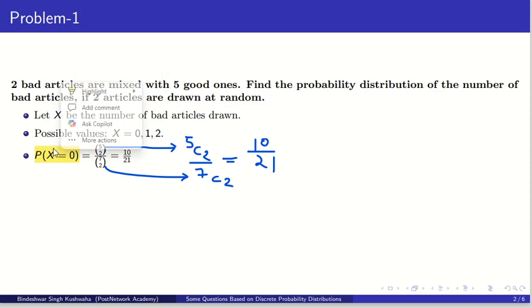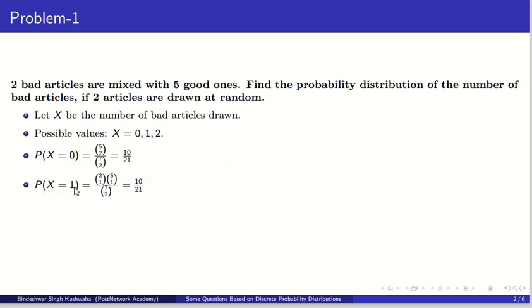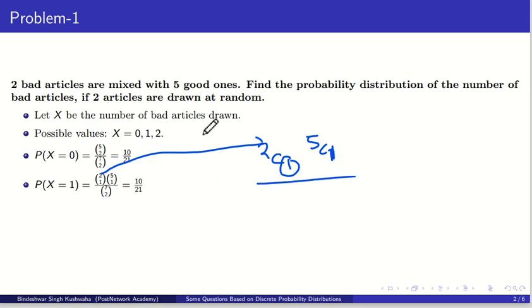In the same way, for X equal to 1, because there are only 2 bad articles, one may be bad and one may be good. So out of 2, one is bad, and out of 5, one is good, which is 2C1 times 5C1. And out of 7, the sample size is 7C2. So that will also come to 10 upon 21.